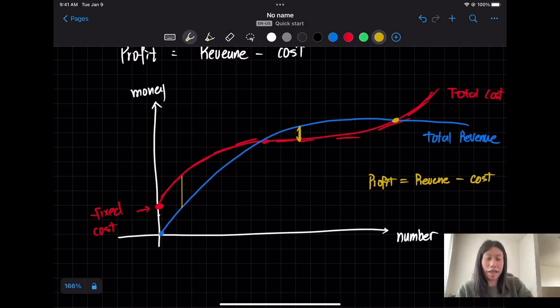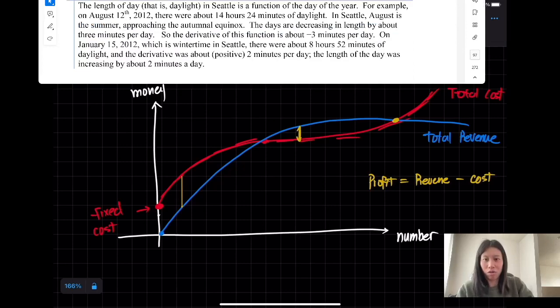So there's another example about the rate or derivative in real life. So here's one. The length of the daylight time in Seattle is a function of the day in the year. For example, on August 12th, 2012, there was about 14 hours, 24 minutes of daylight. In Seattle, August is the summer. And then after that, when you pass August, your daylight time is going to decrease, right?